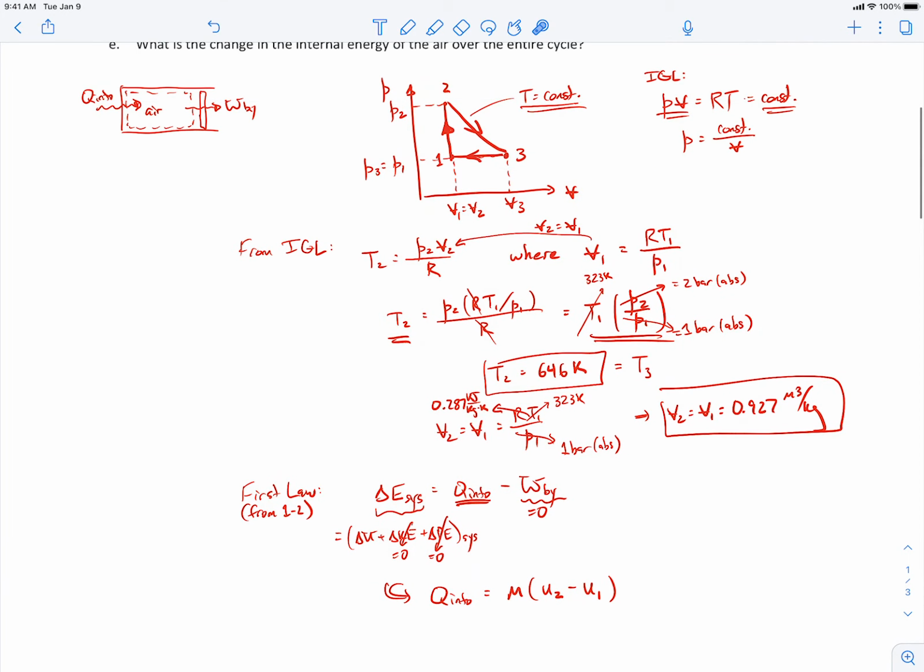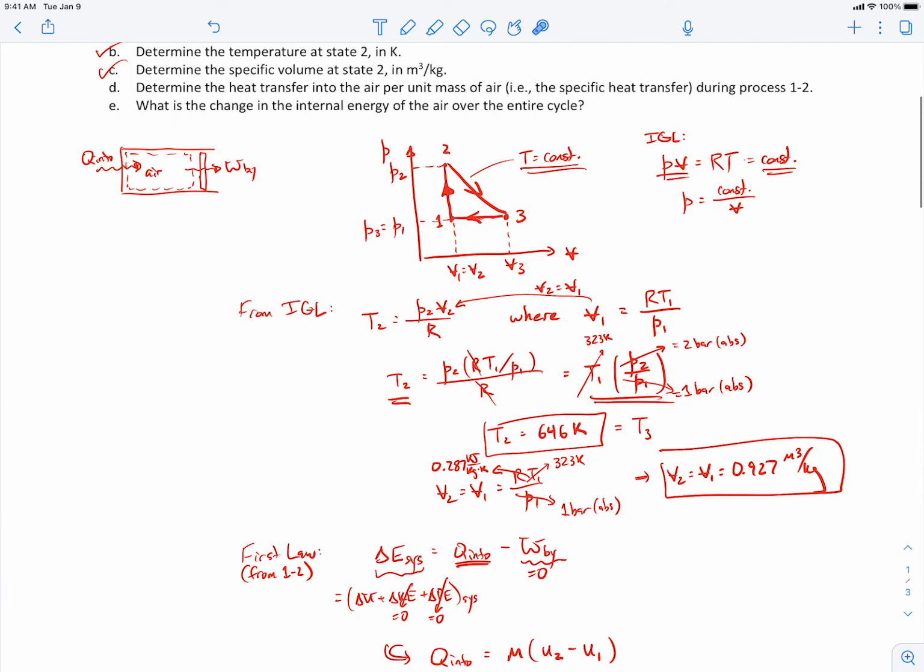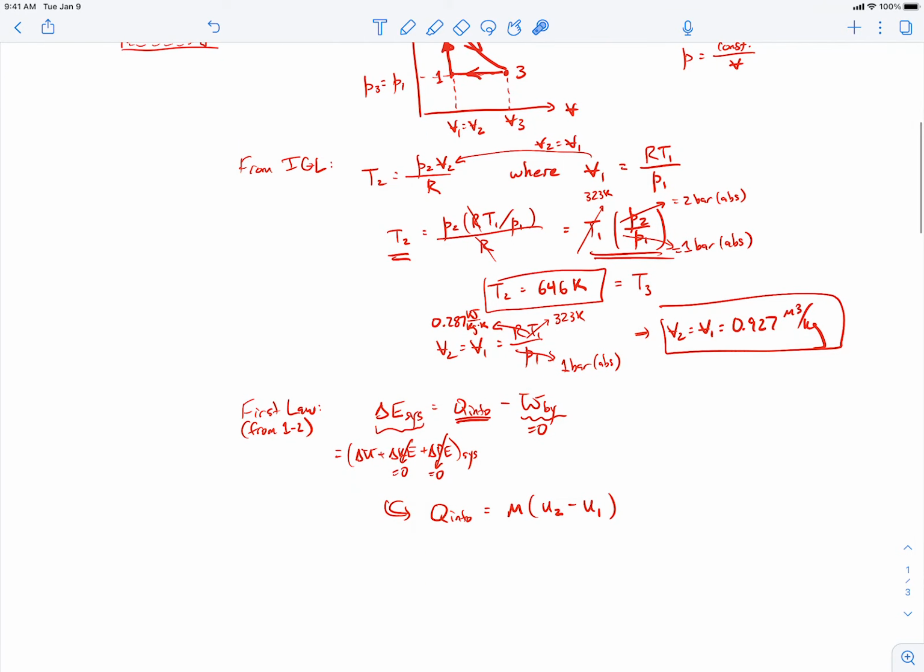What I'm trying to find is the heat transfer into the air per unit mass of air. So really what I want to do, let me erase this one, is just divide through by the mass and make it Q into over the mass is equal to that. That's what we're trying to find.